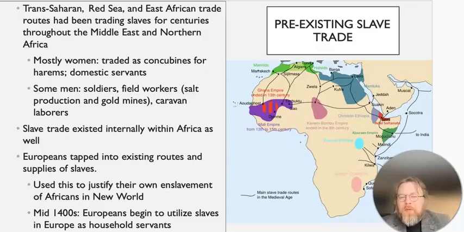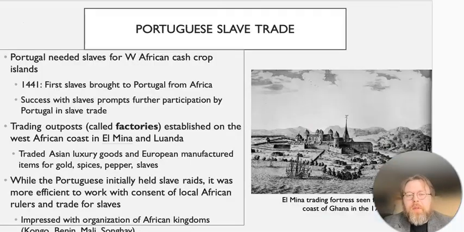And by about the mid-1400s, you begin to see Europeans enslaving people to be used as household servants. It's sort of like a display of wealth and luxury for well-to-do European families. So we had talked before about how Portugal was both an early adopter of colonialism and also an early adopter of the slave trade. And one of the reasons for that is because Portugal acquires the sugar-producing islands of the Azores and also the island of Madeira.